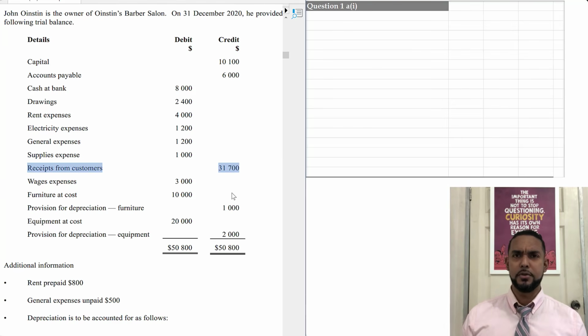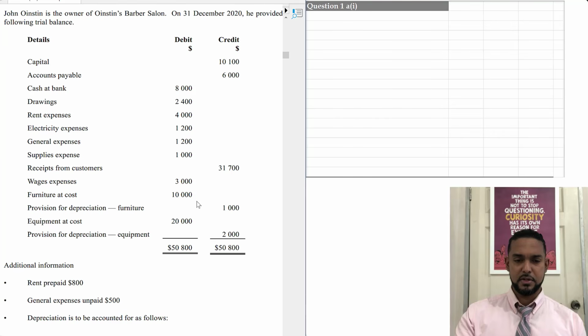So remember, what kind of business does John have? It's a barber salon. And therefore, he's providing a service. So he's not buying goods to resell. So there's not going to be any opening stock, purchases, returns out, carriage in, closing stock. And the sales revenue will come from providing his service of barbering. So this line that says receipts from customers, that is your revenue. And it's in the credit column, which is correct as well. We talked about wages expense already.